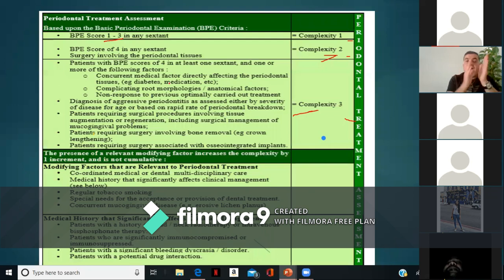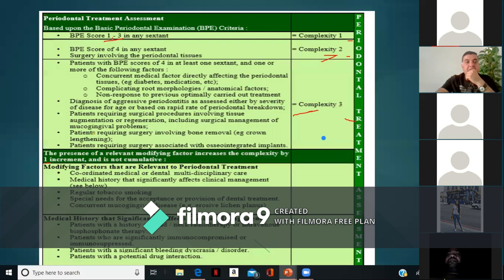Plus any other problem or contributing factor that might cause the periodontitis disease to get worse. This is like diabetes, any medications, the general condition of the patient, a special morphology, crowding, enamel pearls, need for surgical interventions, people with radiotherapy, people with specific needs. All these will make them a bit more complex. Now, the presence of a relevant modifying factor increases the complexity by 1 increment. This is important to know about, okay?